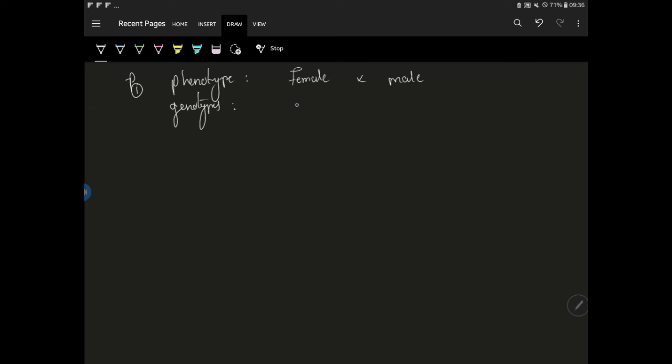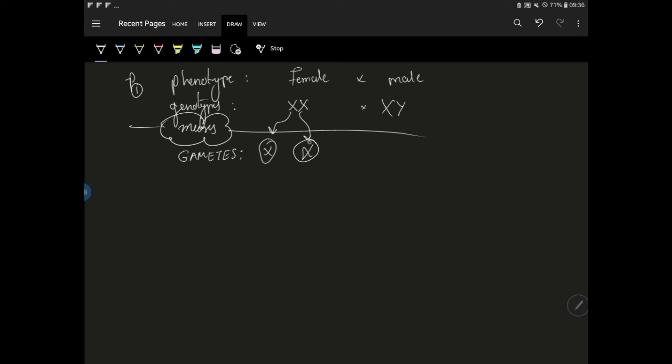Now the female chromosomes would be an X and an X, right? And male chromosomes would be an X and a Y, right? Then we have meiosis. After meiosis we have the gametes forming. So we have an X gamete, another X gamete. We have an X gamete here and a Y gamete, right? Cool. Then we have fertilization.